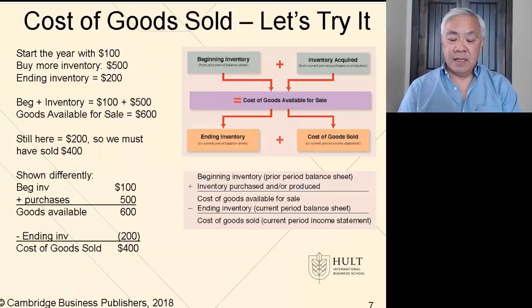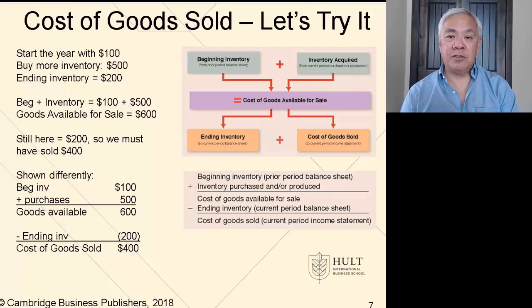Let's try it with some numbers. Let's say we start the year with 100 and we purchase 500. So the sum of those two is 600. Then we go and count the inventory and we say we have $200 left on the shelves. 600 minus 200 is 400. Now we can explain what happened to the goods. 200 is still here, 400 is cost of goods sold, and that will go to the income statement.